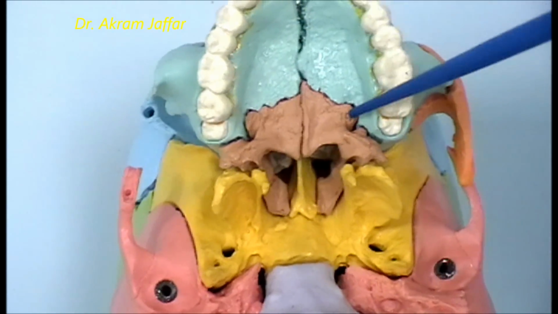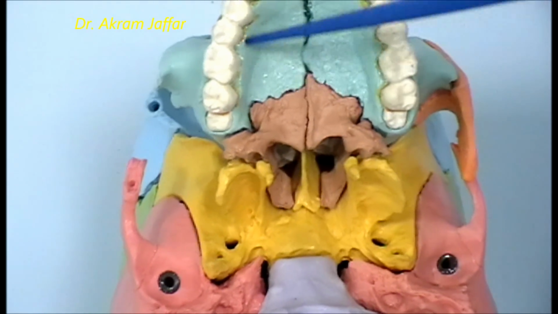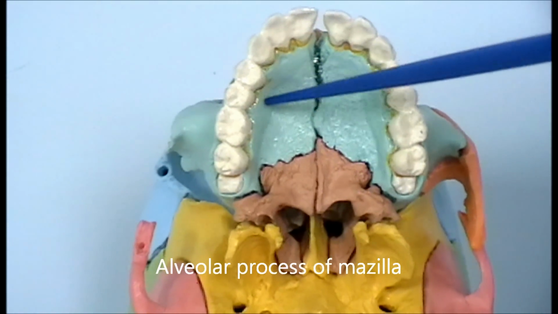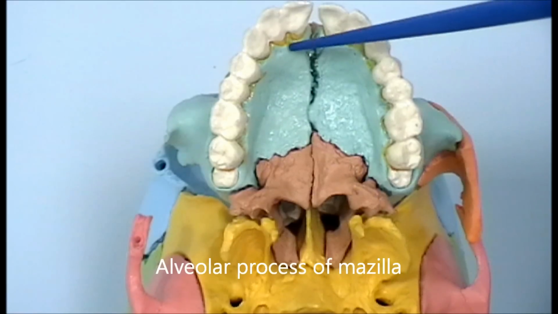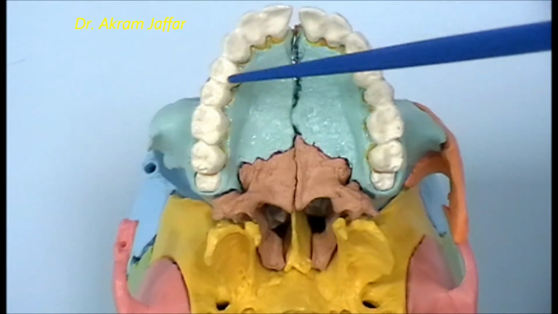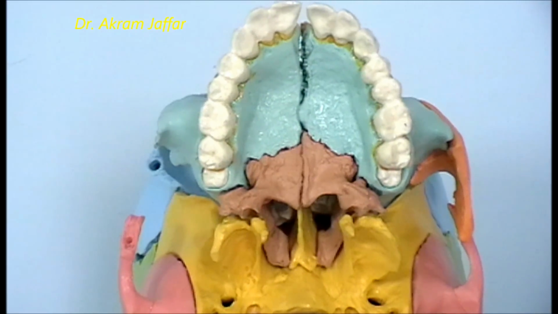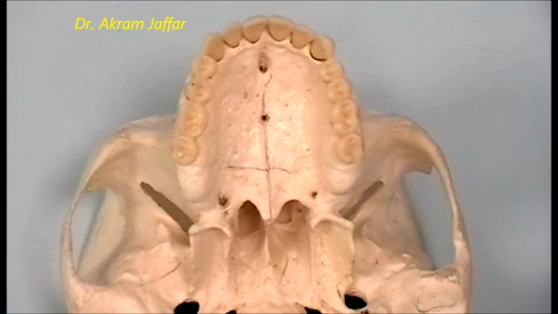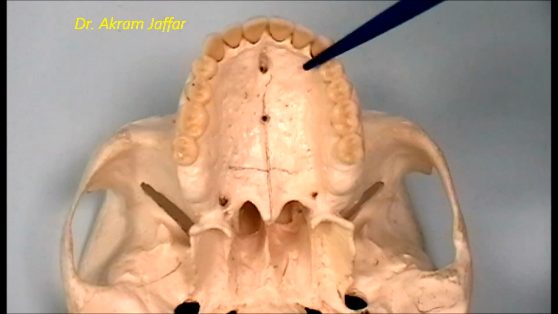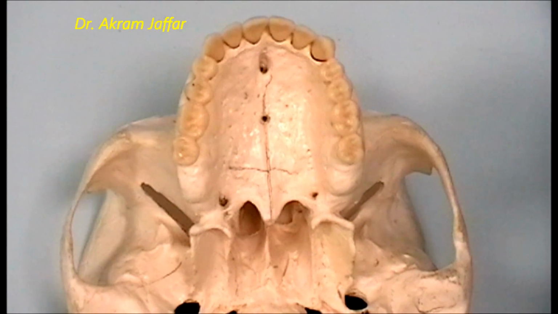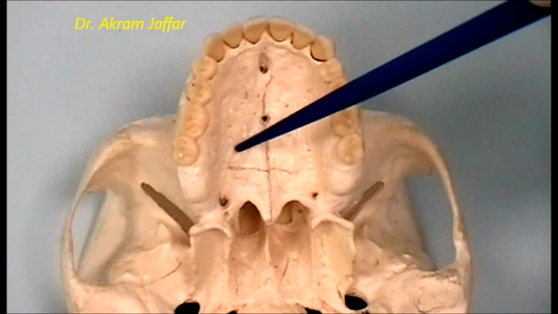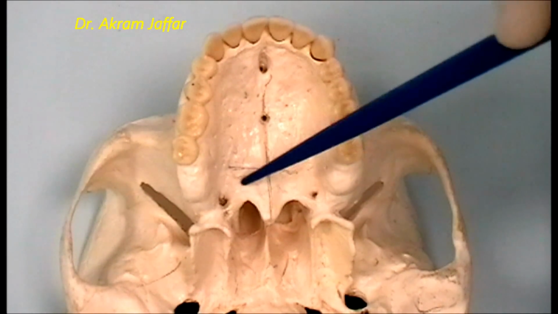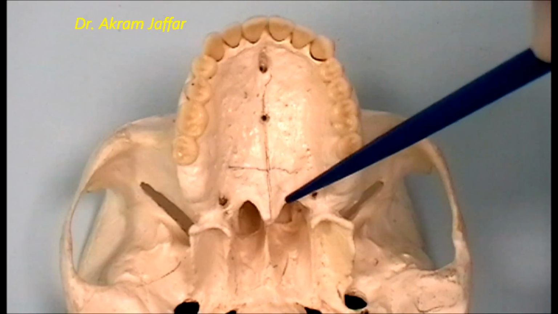The depth here is produced because of the downward projection of the maxilla, and this is called the alveolar process of the maxilla. It's called alveolar process because it holds the sockets of the teeth, the maxillary teeth. Here again you can see the alveolar process of the maxilla with the maxillary teeth, and this is the palatine process of the maxilla and the horizontal plates of the palatine bone.